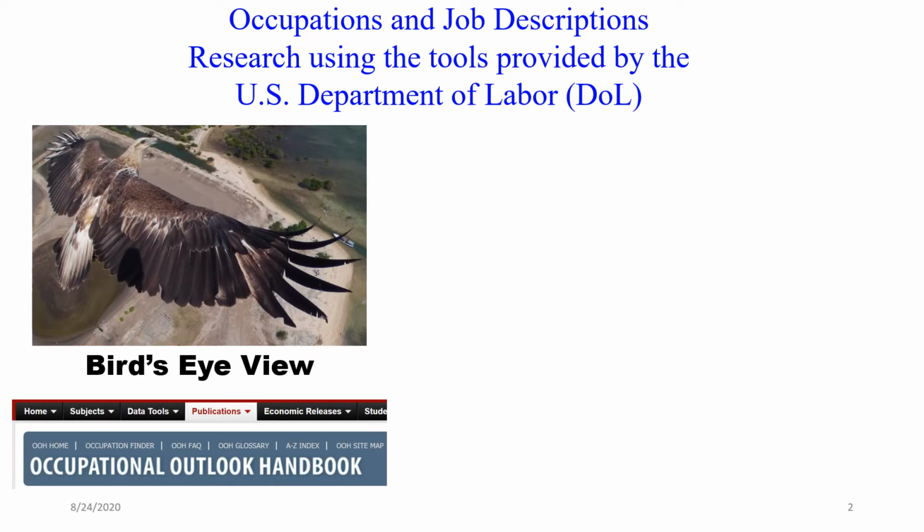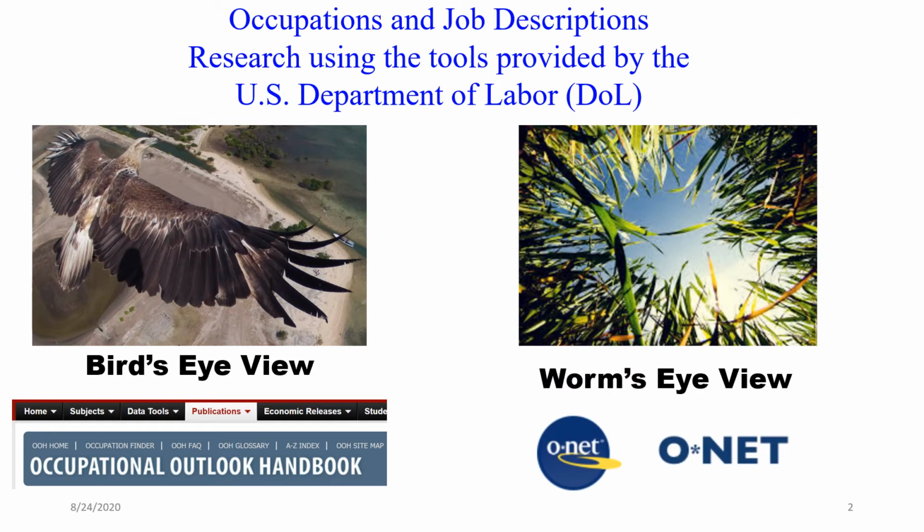The first is the eagle's eye view. From way up in the clouds looking down, it's the Occupational Outlook Handbook. So you're looking at all of the careers. Its partner is the worm's eye view, individual job descriptions from O*NET. So we're going to start with the Occupational Outlook Handbook with the bird's eye view, and then we'll switch over to the worm's eye view in O*NET.